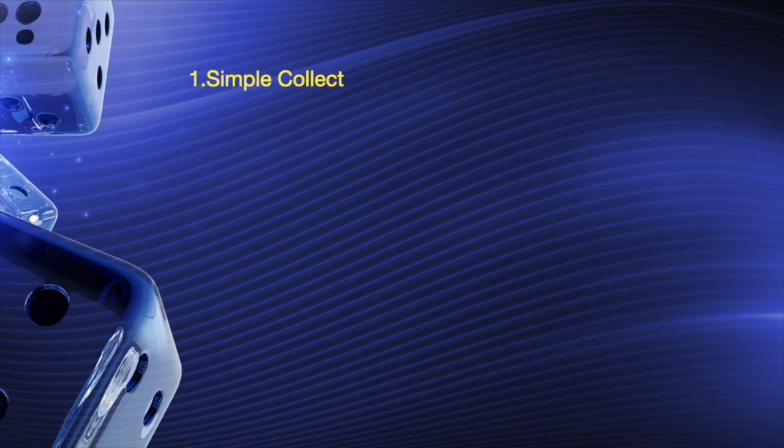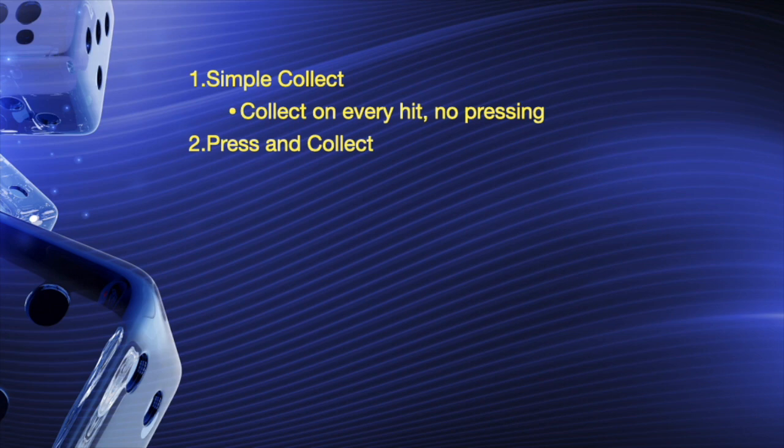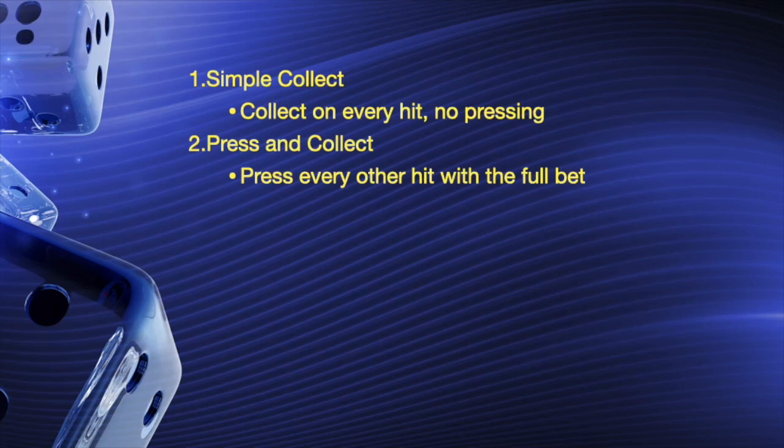The first strategy is simply collecting. Here we'll collect the full winnings on every hit and never press any of the bets. This isn't necessarily a strategy that anyone would play, but it provides a baseline against which we can compare the other strategies. The second strategy is press and collect. This is a commonly used strategy where the bets are pressed the full amount of winnings every other hit, and the winnings are collected on the hits in between. The amount of the press is rounded down to the nearest increment of $5 or $6, depending on the number.